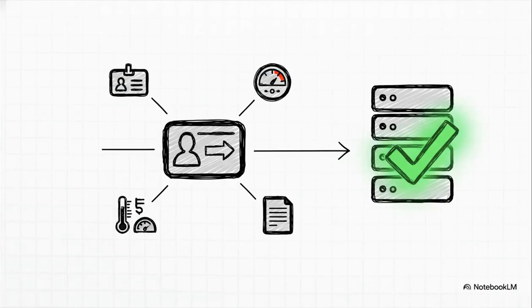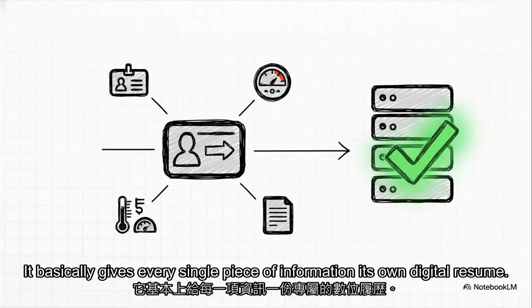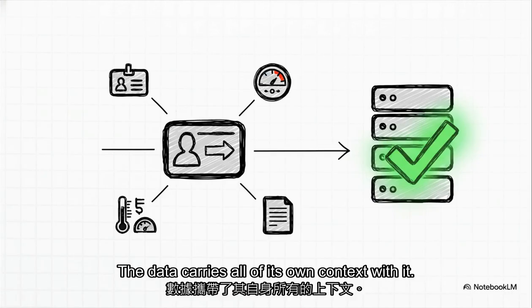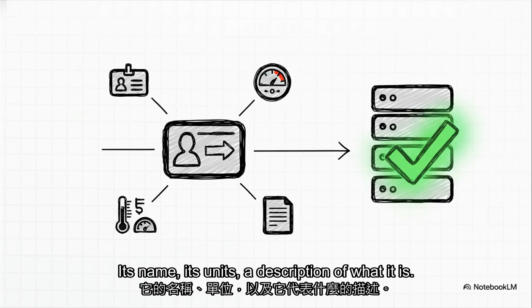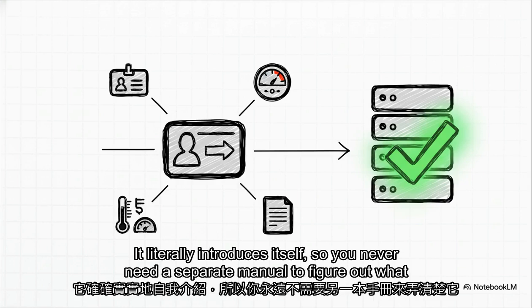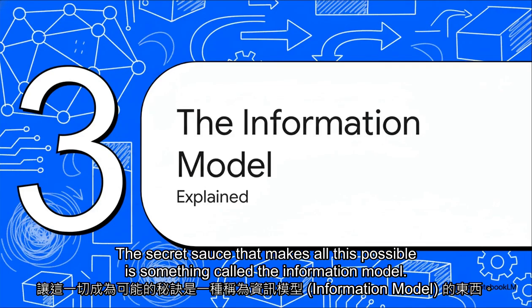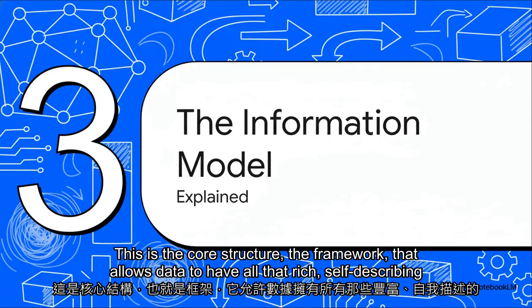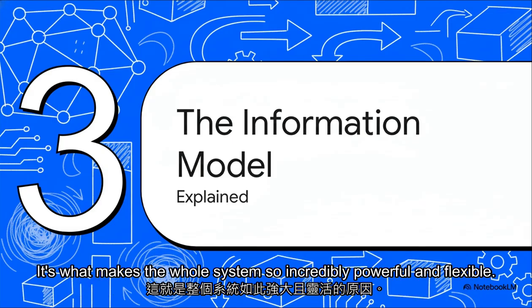So how does it do this? Well, it's pretty clever. It basically gives every single piece of information its own digital resume. The data carries all of its own context with it. Its name, its units, a description of what it is. It literally introduces itself, so you never need a separate manual to figure out what it means. The secret sauce that makes all this possible is something called the information model. This is the core structure, the framework that allows data to have all that rich, self-describing context. It's what makes the whole system so incredibly powerful and flexible.